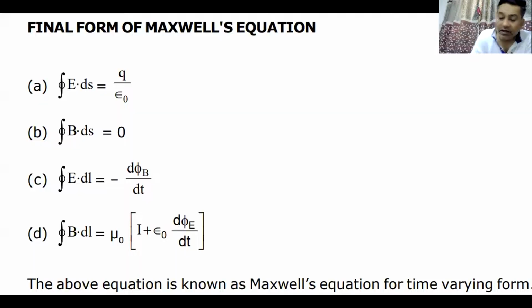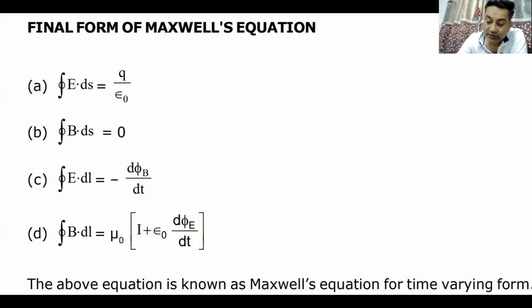We have seen the original four equations. We have also seen that those original four equations are only valid if the electric and magnetic fields are not time varying. We have seen what happens when the electric field is time varying, it produces a magnetic field. We have seen what happens when the magnetic field is time varying, it produces an electric field. How can I combine all the equations and make them valid for time varying fields as well? That was done by Maxwell, and now it is known as Maxwell's equations, which are valid for time varying fields as well.